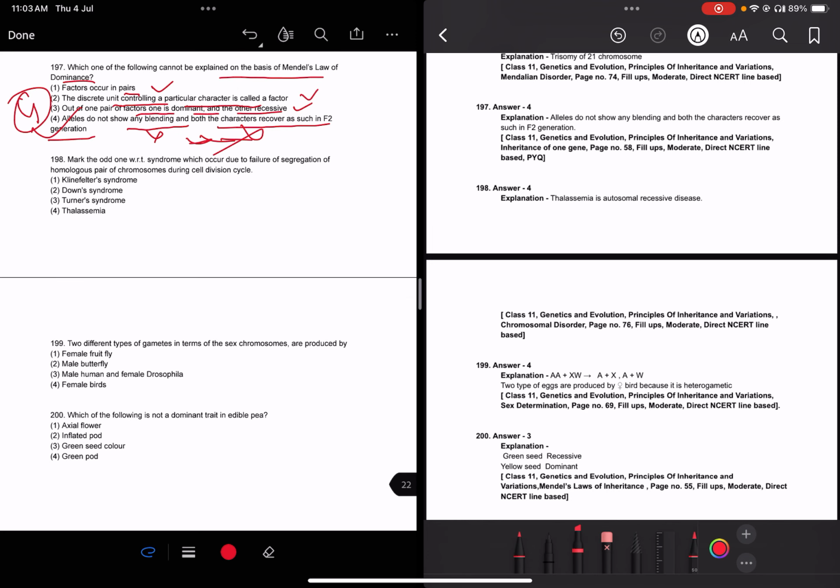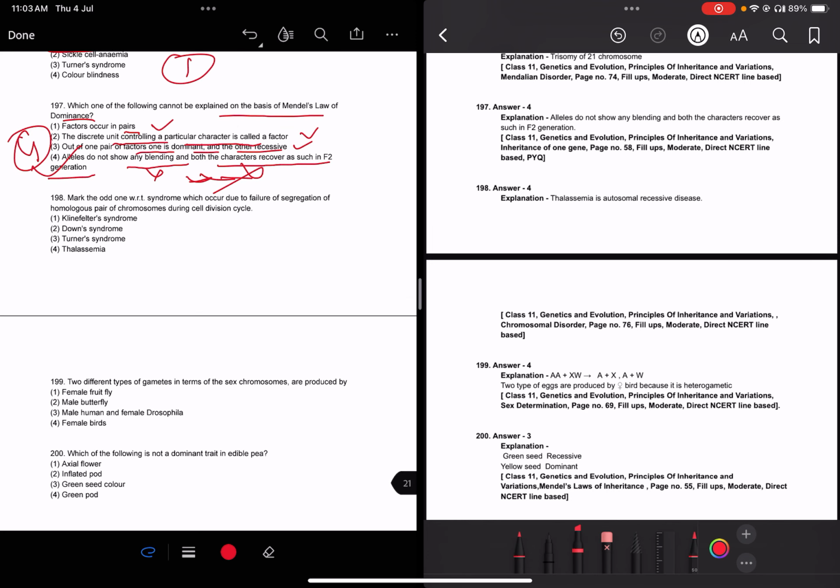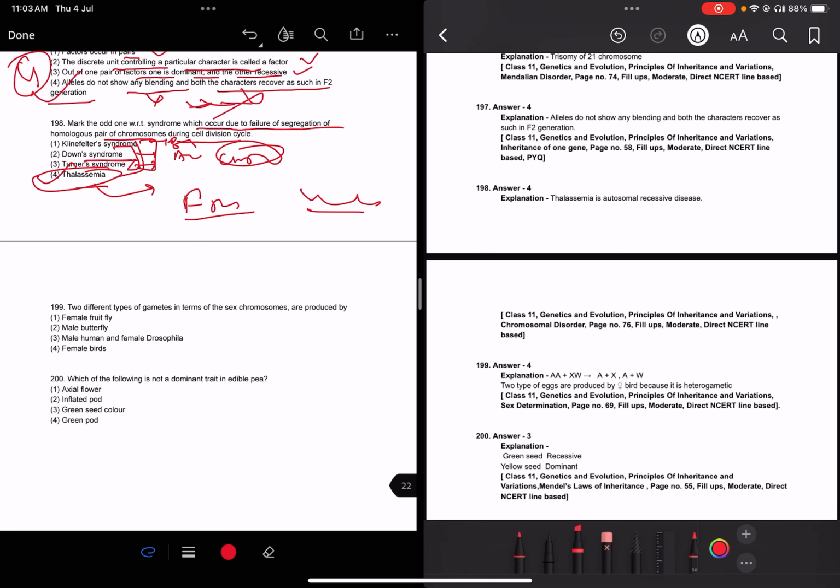Now move on. 198. Mark the odd one out with respect to syndromes which occur due to failure of segregation of homologous pairs of chromosomes during the cell division cycle. Down syndrome is autosomal. Klinefelter's is sex-linked. Thalassemia. Down syndrome and these all are chromosomal. Here, it is a mutation type. So thalassemia is a frame shift mutation. Here a change in the autosomal structure. Here also, chromosomes are all affected. But thalassemia is due to a gene. So the answer is the odd one.